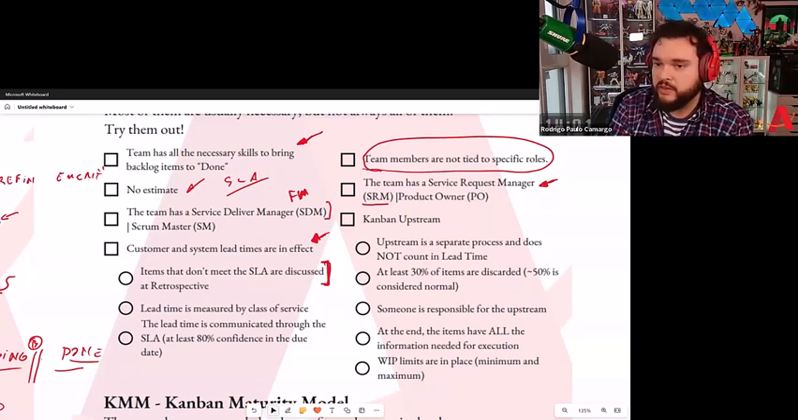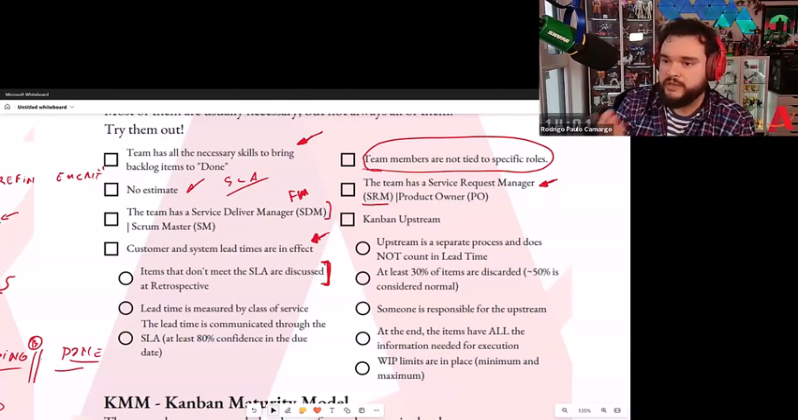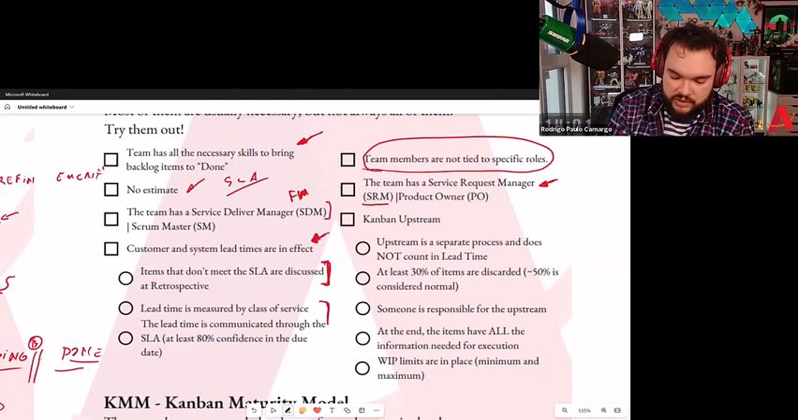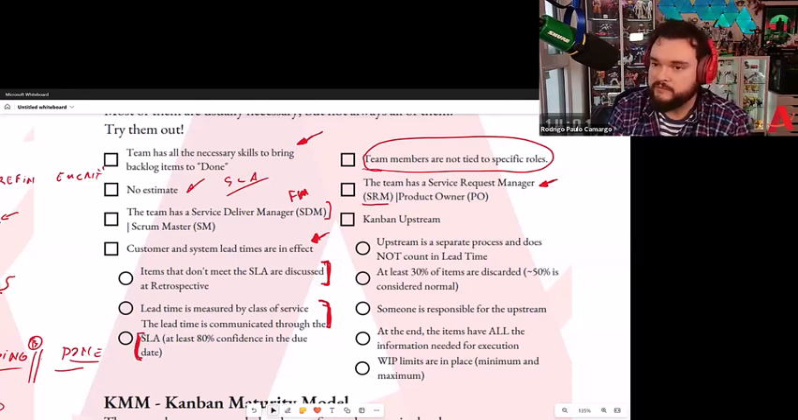So basically, when you are losing your SLA, are you picking up this loss and actually discussing it? You are measuring your lead time by class of service, and the team is communicated through it. Next one is, we do have the SLA, with at least 80% of confidence in the due date. So I'm checking if the SLA is actually in place.